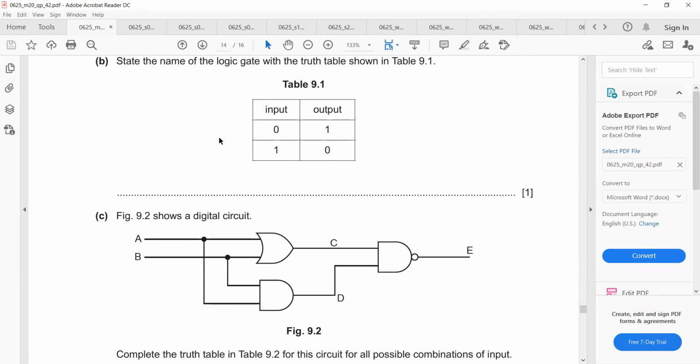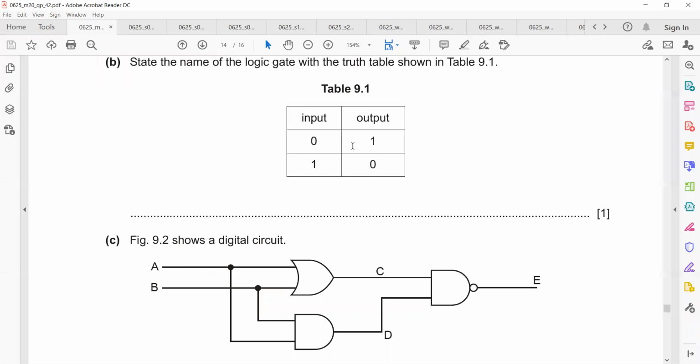State the name of the logic gate with the truth table shown in Table 9.1. This truth table is for which logic gate? If input is 0, output is 1. If input is 1, output is 0. So this is for a NOT gate, because a NOT gate has one input and one output.